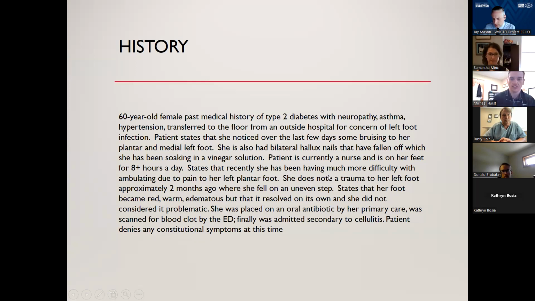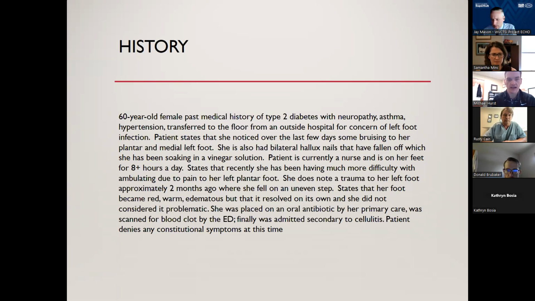So this patient, she's a 60-year-old female, history of type 2 diabetes complicated by neuropathy, history of asthma, hypertension. She presented to the floor from an outside hospital for concern of a left foot infection. She noted over the last few days some bruising to the plantar medial aspect of her left foot. She also has a history of losing her hallux nails, and she's been soaking in a vinegar solution.